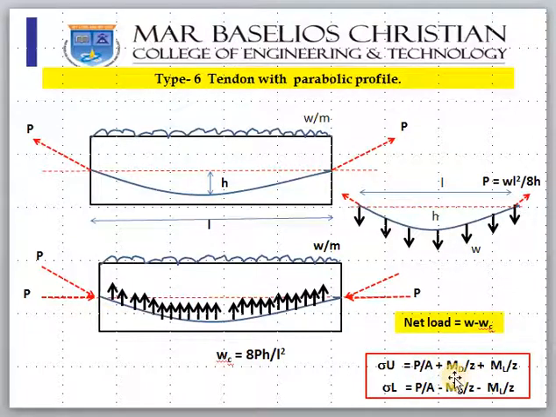So it will be P by A, and because of the dead load, it will bend down. So the top is in compression, P by A plus MD by Z, and the live load W will cause compression only. So the only thing is that when you find ML, WL square by 8, you should use W minus WC. Same way you can find the lower fiber stress also. So please keep these things in mind.